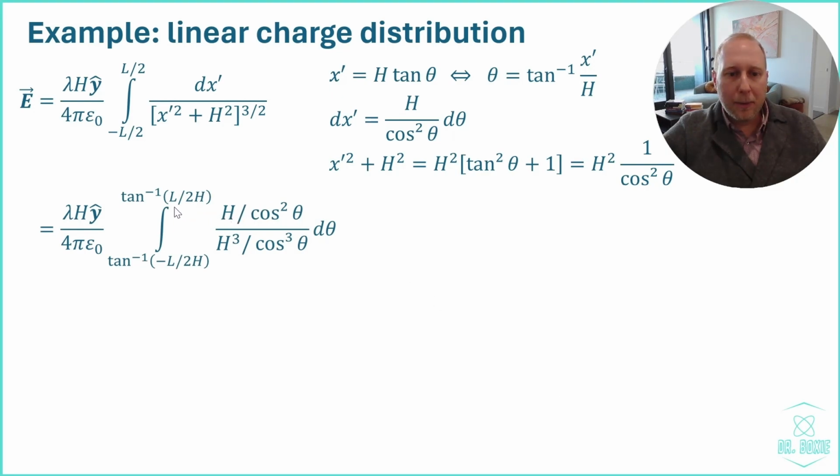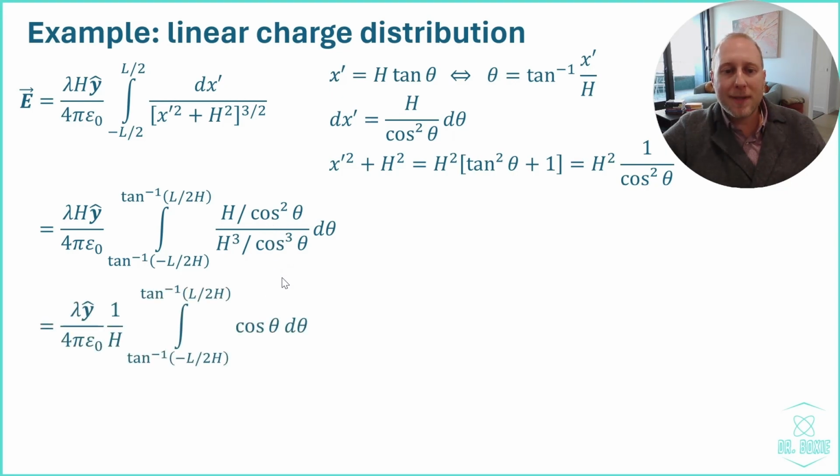Notice in the numerator we have 1 h outside of the integral, 1 h in the numerator in the integral, and in the denominator we have h cubed within the integral. And so we're left with one single h in the denominator, which can be taken out of the integral. And as far as the cosines go, we have a 1 over cosine squared in the numerator and a 1 over cosine cubed in the denominator within the integral. And so we're left with one single cosine theta, and we get this expression here.